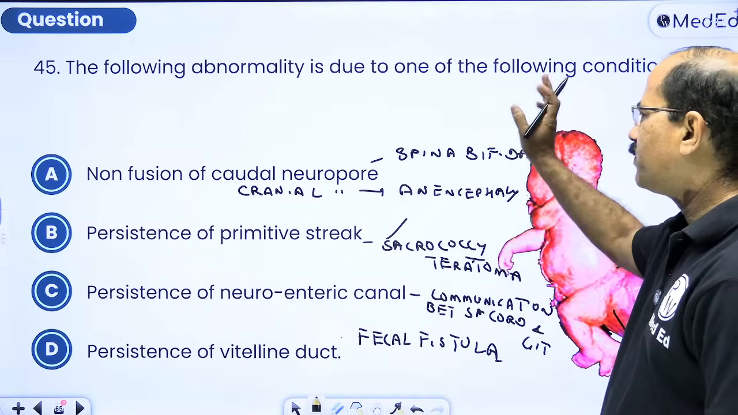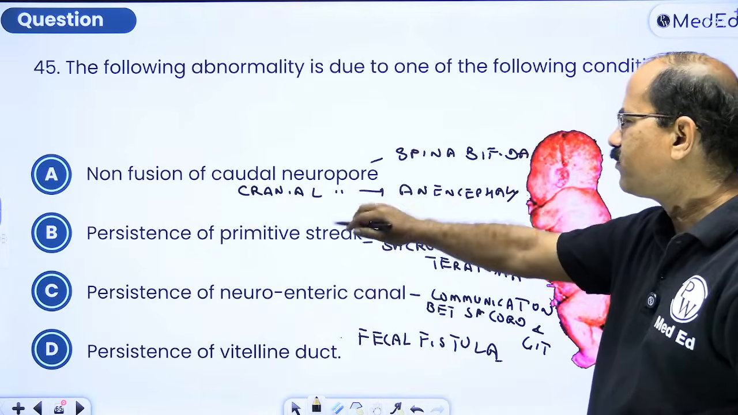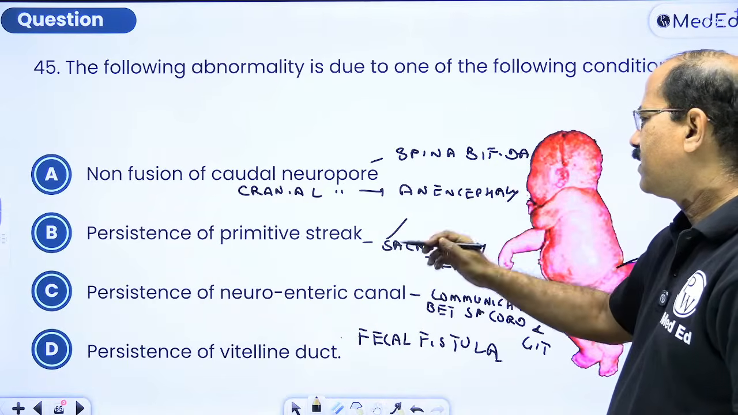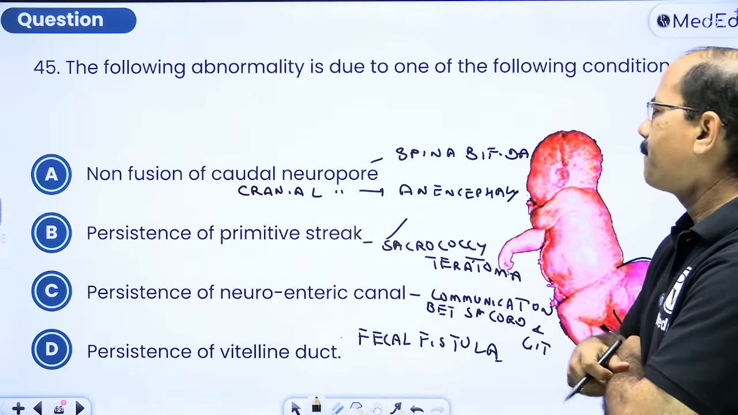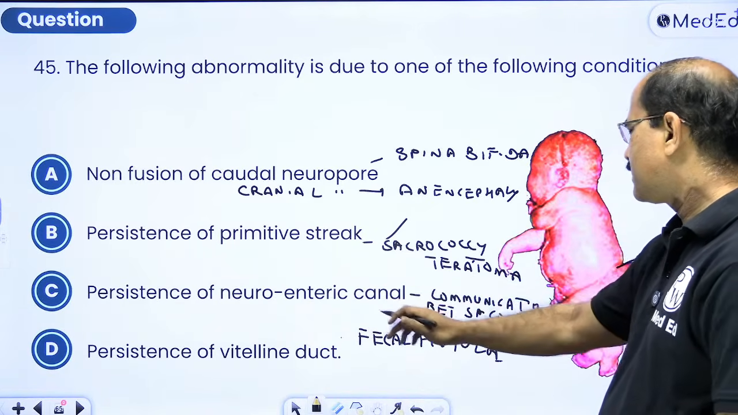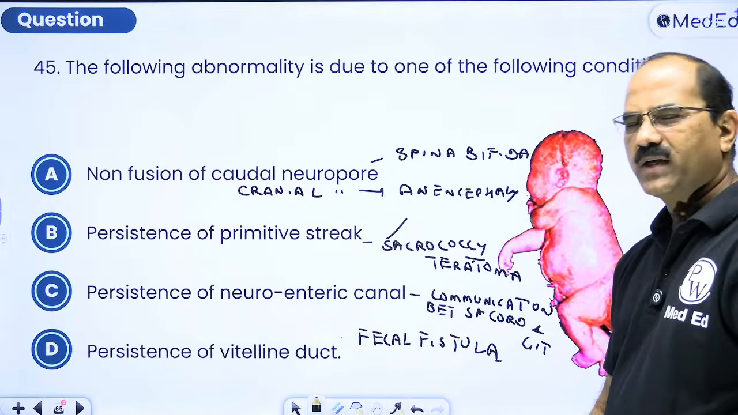Non-fusion of caudal neuropores, spina bifida. Non-fusion of cranial neuropores, anencephaly. Yes, okay, everything else is fine, right? Neuro is CNS. Enteric is GIT.